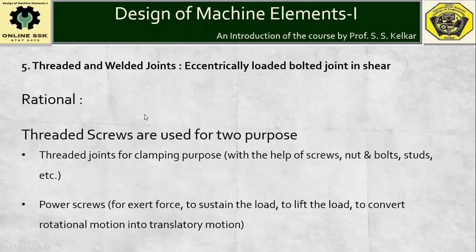Threaded screws are used mainly in mechanical engineering for two purposes. One for clamping purpose, that means joining two machine parts together or holding two machine parts together, and another purpose is of power screw applications, wherein threaded screws are used to exert the force, to sustain the load, to lift the load, or to convert rotational motion into translatory motion.